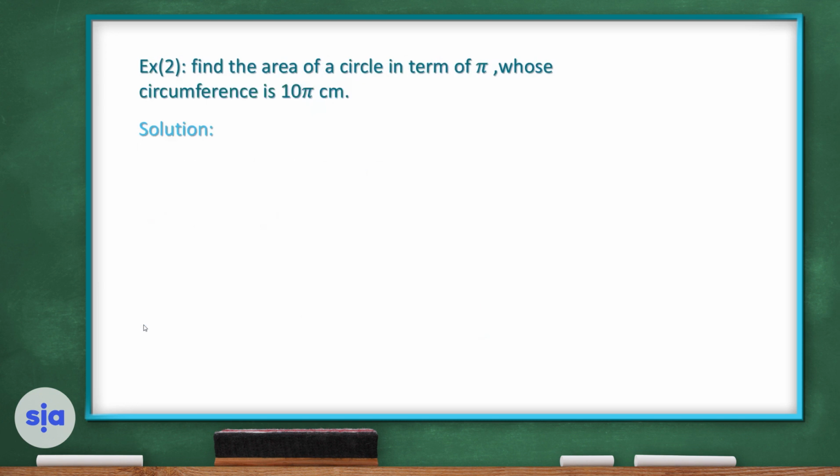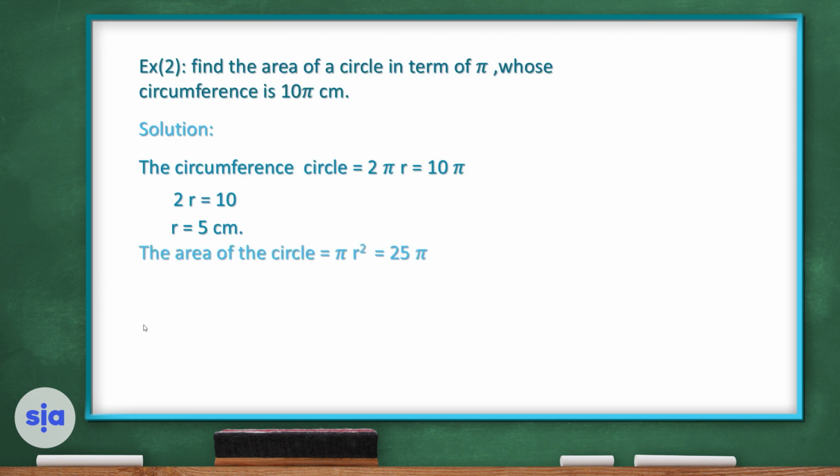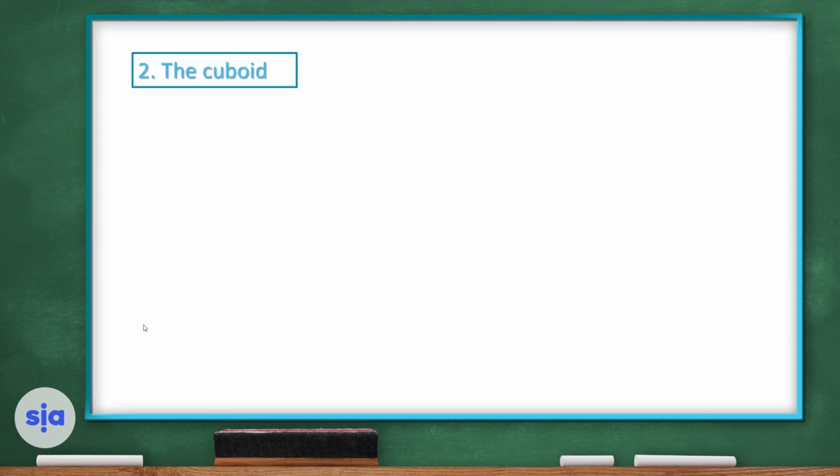Question number 2, find the area of a circle in terms of pi whose circumference is 10 pi. As long as the circumference is 10 pi, then 2 pi r equals 10 pi. If you divide by pi both sides, then 2r equals 10, so r equals 5. If the radius is 5, how can I find the area of the circle? The area of the circle is pi r squared, then it's pi times 5 squared, which is 25 pi.